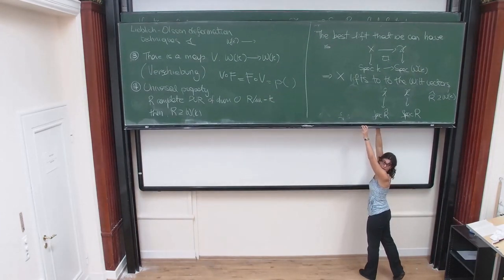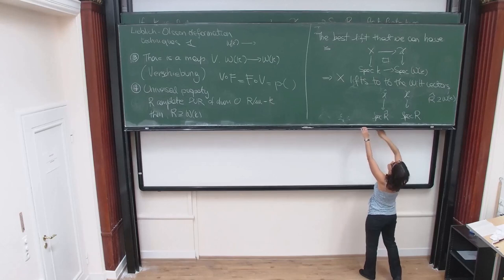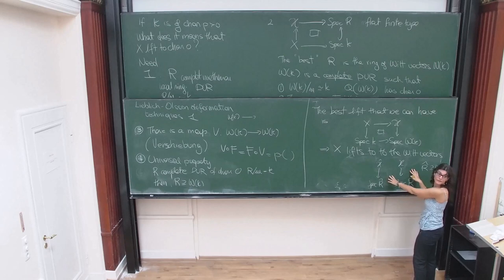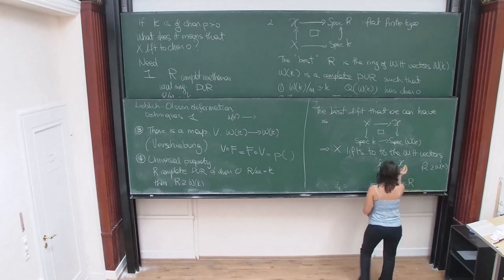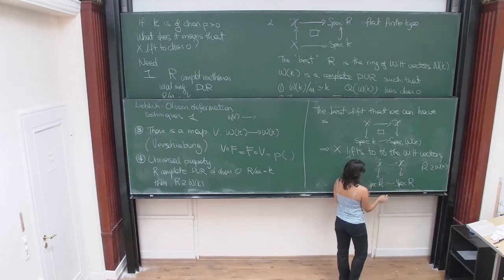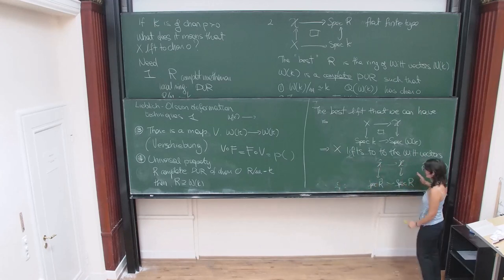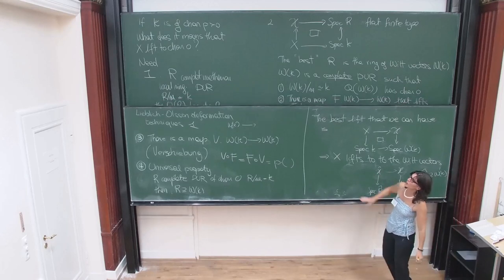Is there a reason we didn't draw the horizontal arrows? I might have misunderstood. I was being quick about it. So the thing is, if you have a lift X on anything, you don't really need to be complete there.